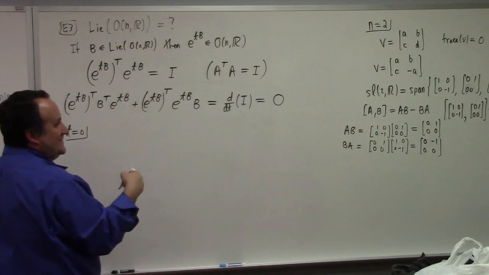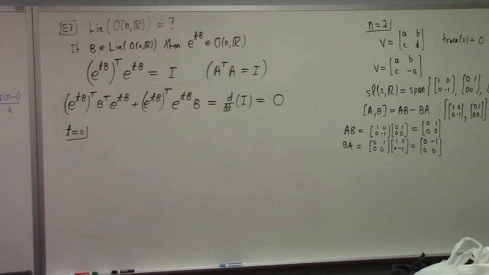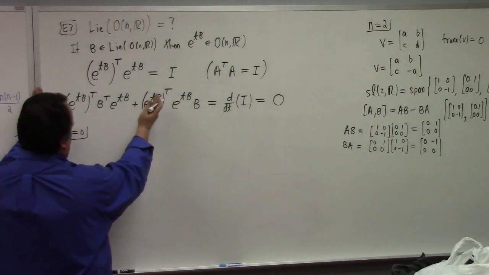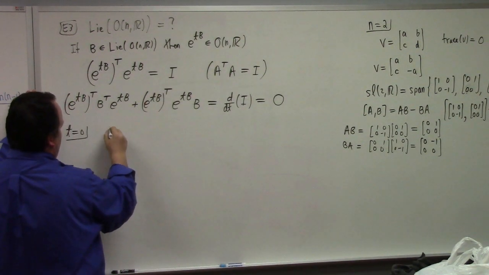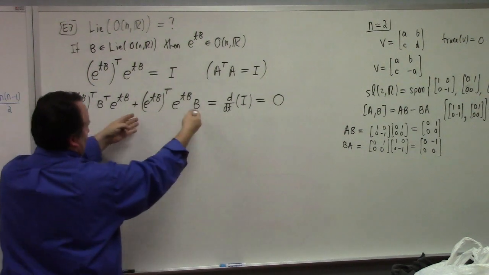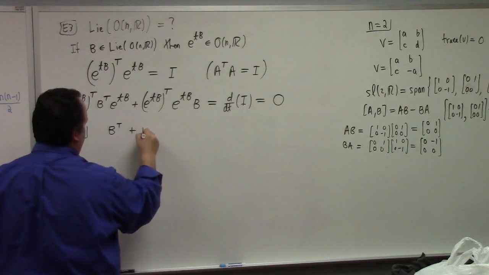What is e to the 0? Yes, it's the identity matrix, right? It's 1 in this context. So all of this just shrivels away to B transpose. All of this becomes B.